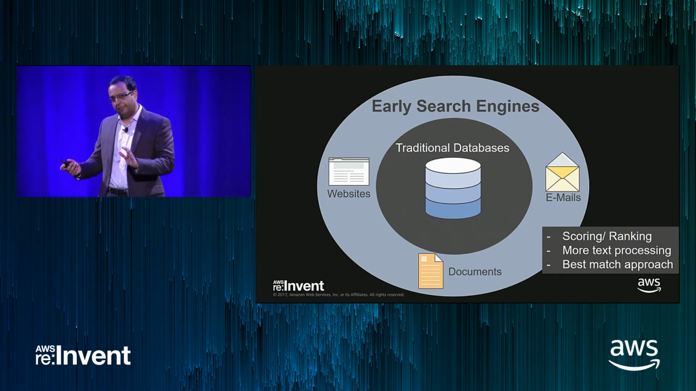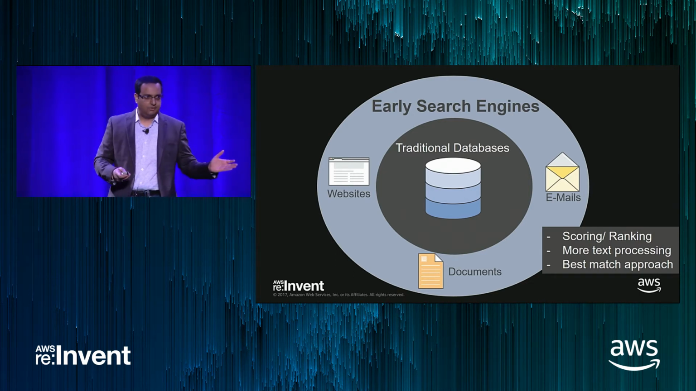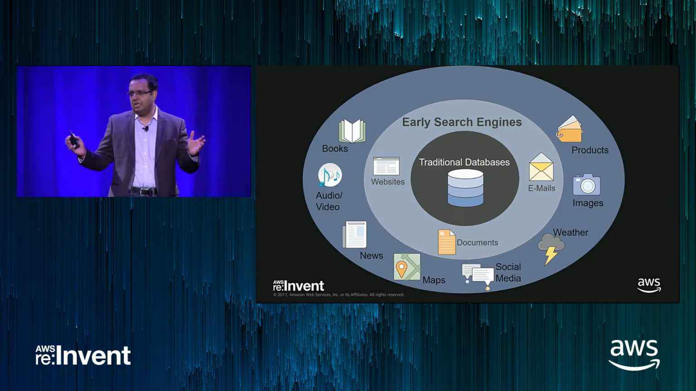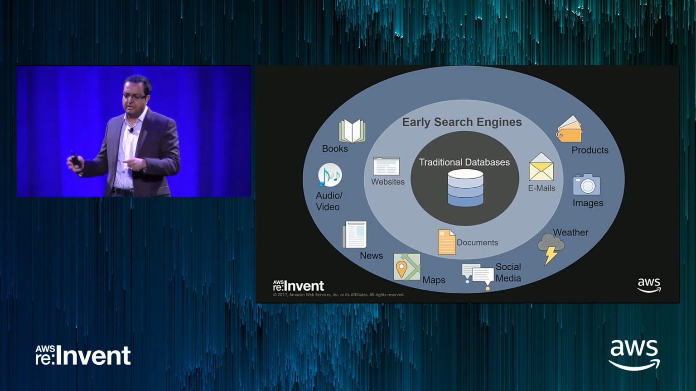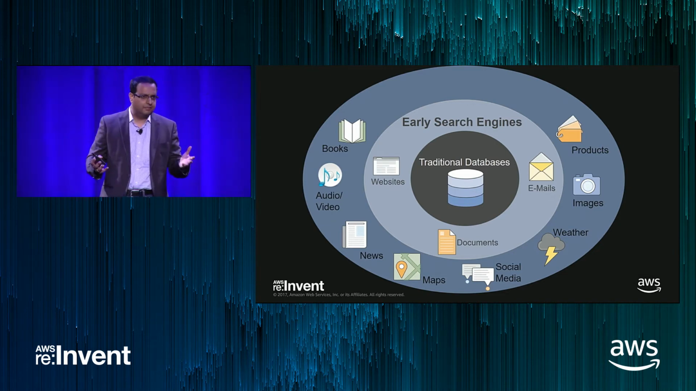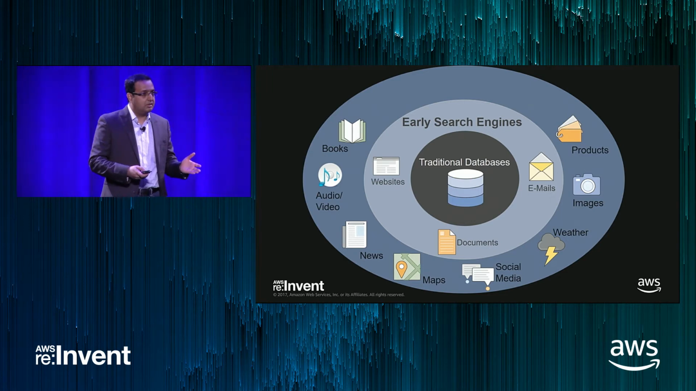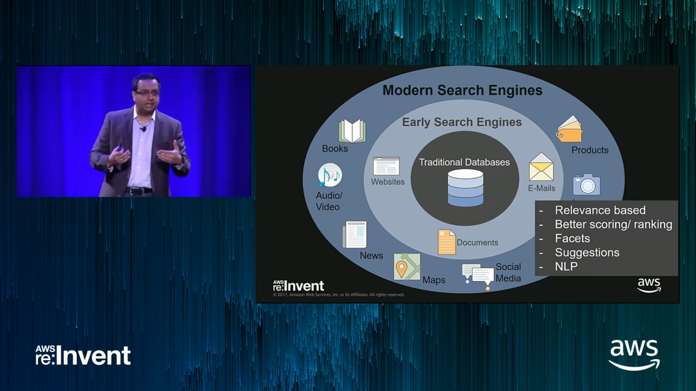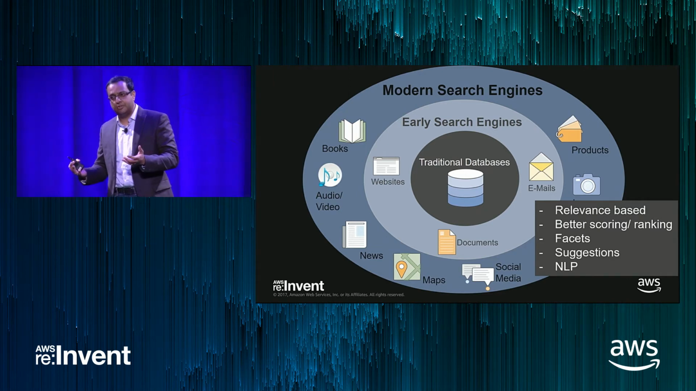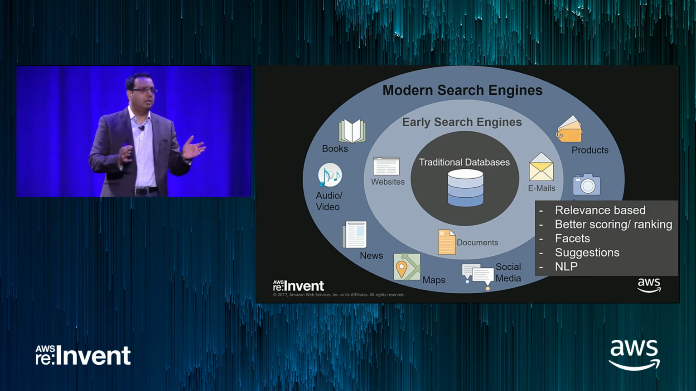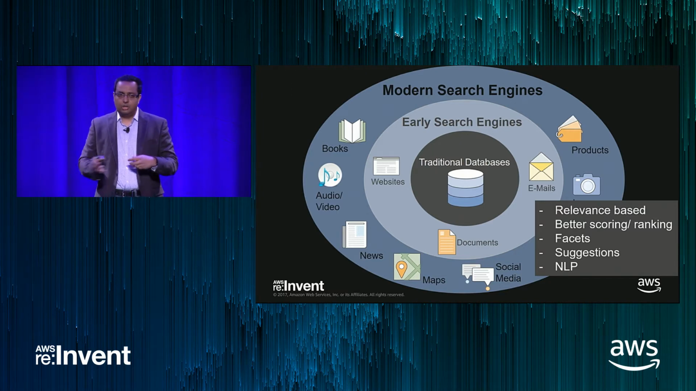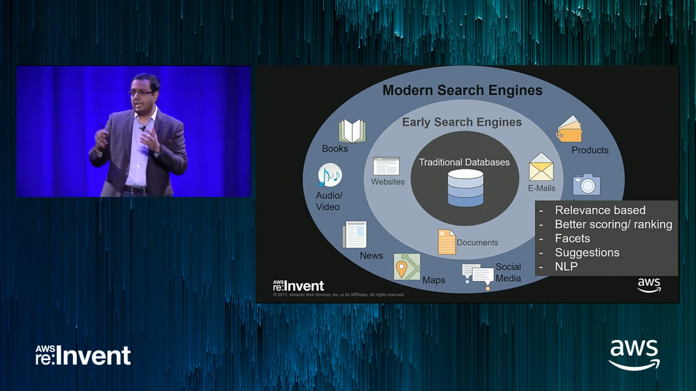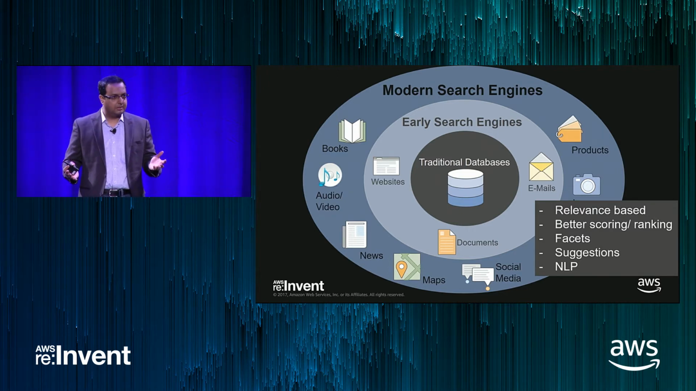But that was not enough. As the world evolved, if you fast forward to the current day, we got all kinds of data. We got web content, weather content, products, catalogs, and whatnot. And the modern-day search engines have also evolved. They've got much better mechanisms to rank your search, providing you better relevance. They're able to handle a lot more data volumes. They also offer you interesting search features like faceting and suggestions. And also they have better language processing capabilities.